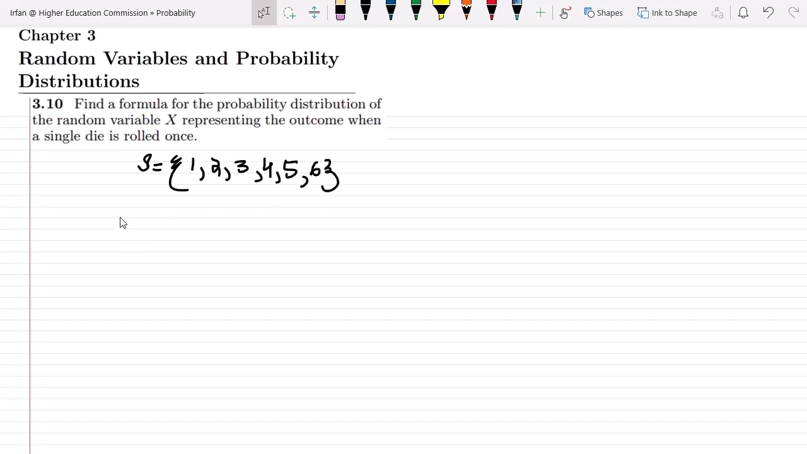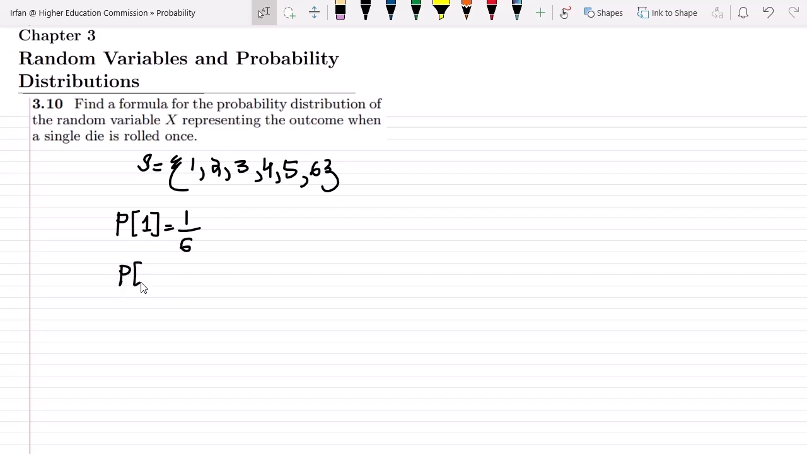In writing probabilities of each, let me write the probability that I get 1. How much would it be? It would be the number of elements here over the total number of items in the sample space. The number of elements here is 1, and the total number of items we have here is 6. So it would be 1 by 6.